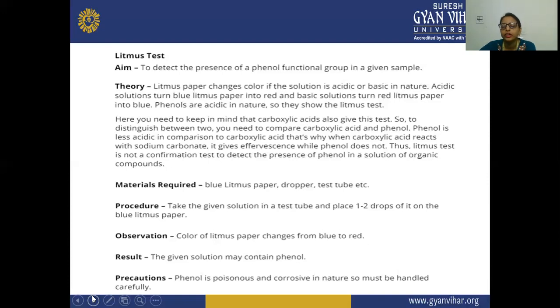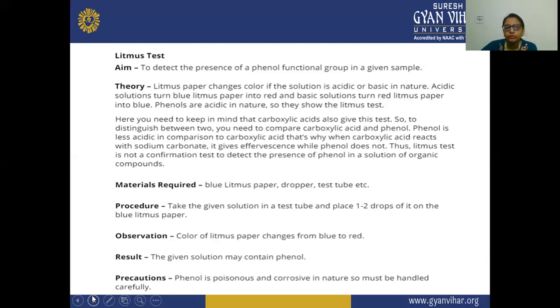So if it changes to red, and after comparing it with carboxylic acid, we can say that the result of this litmus test is that the given solution may contain phenol. The precaution we have to take is that phenol is poisonous and corrosive in nature, so it must be handled carefully.